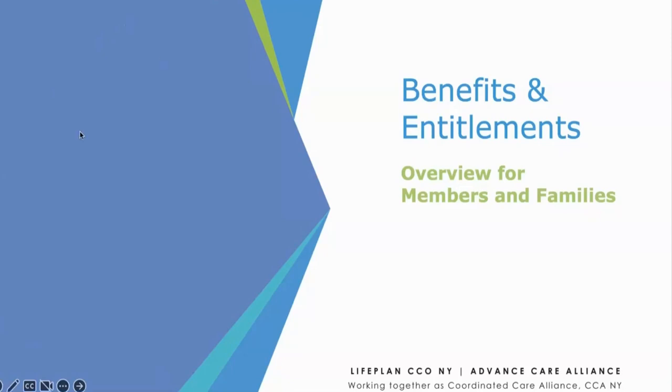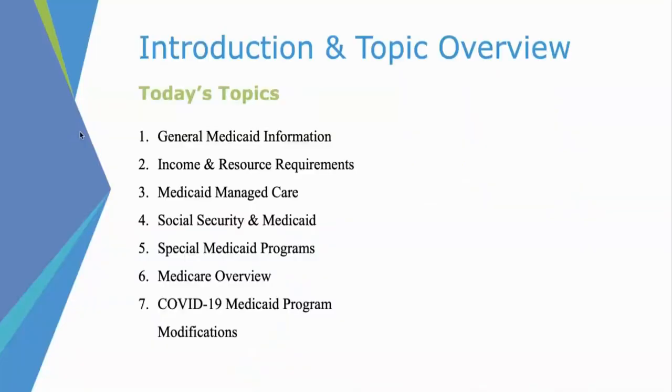We're here to talk about Medicaid-related things, so let's get into it. Next slide, please. All right, so today we have a couple different topics we're going to talk about. First, general Medicaid information. We're going to talk about income and resource requirements, Medicaid managed care, Social Security and Medicaid, some special Medicaid programs, a little overview on Medicare, and COVID-19 Medicaid program modifications. Next slide, please.